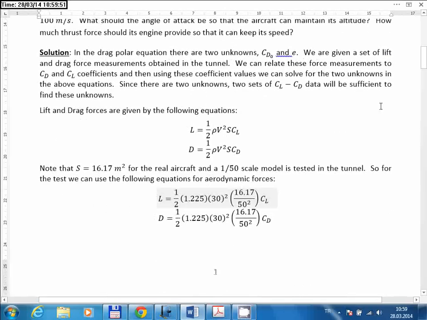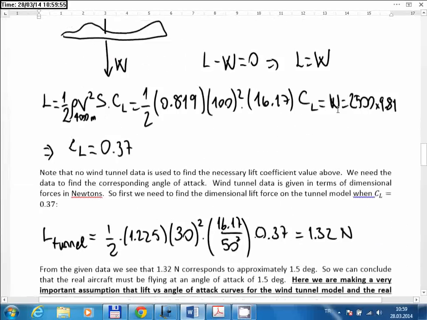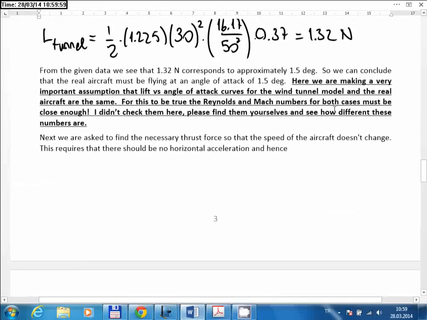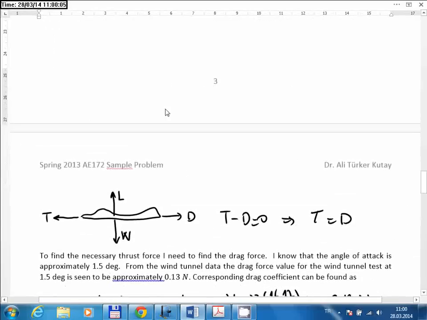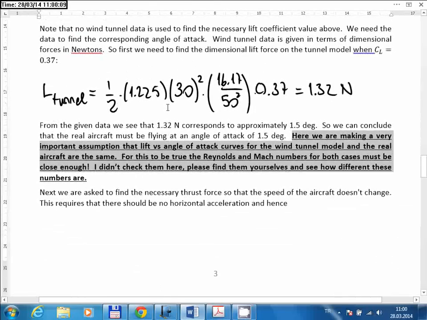Okay, so I will post this sample problem so you can study it later on. And again, there's an important note here regarding the Reynolds and Mach numbers, so you should be careful about that as well. Okay? Are there any questions?